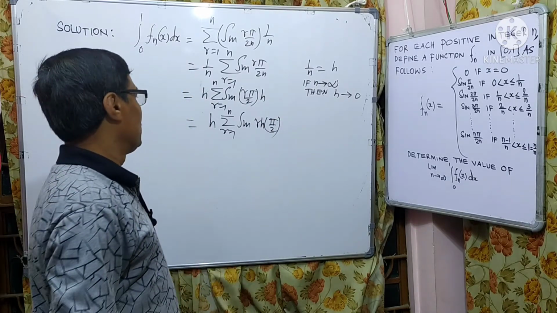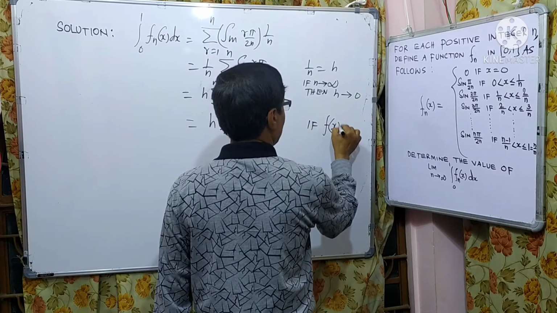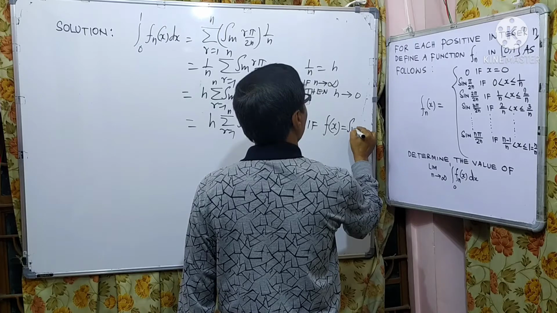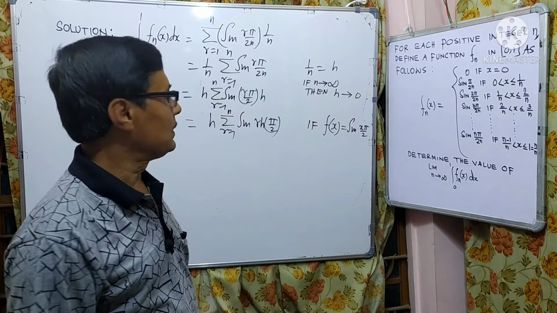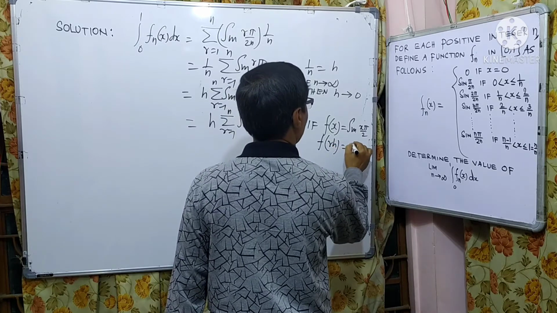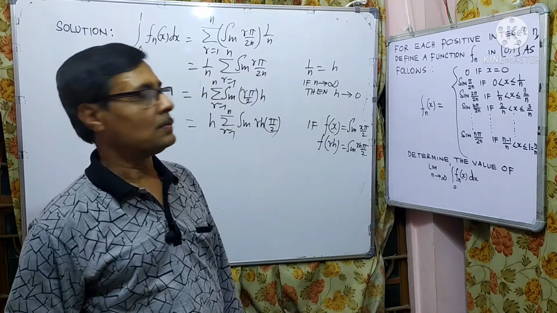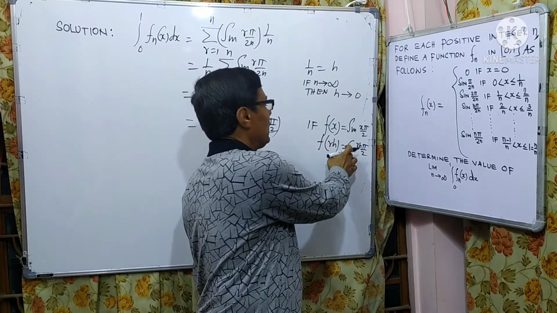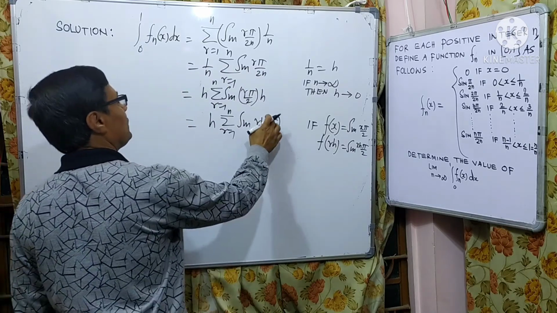And if we take f(x) equal to sin(x pi by 2), then f(rh) equals sin(rh pi over 2). If we take f(x) equal to sin(x pi over 2), we also get f(rh) equal to sin(rh pi over 2), that is, this is the function sin(rh times pi by 2).